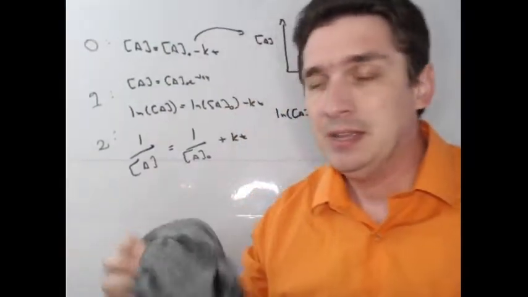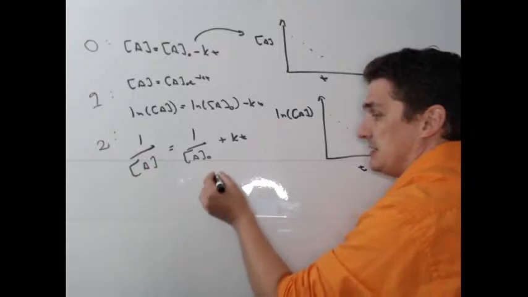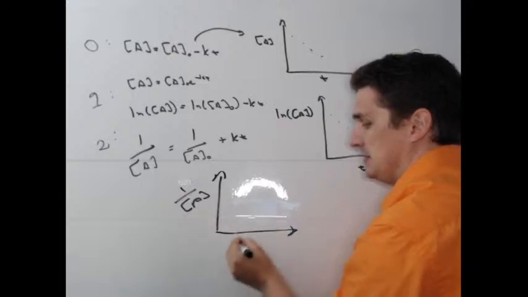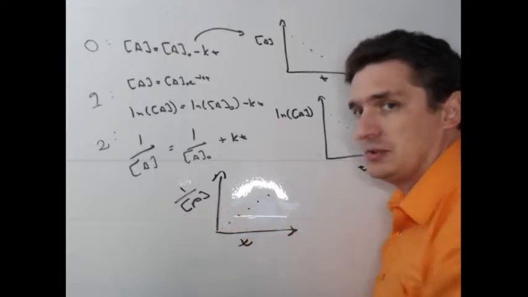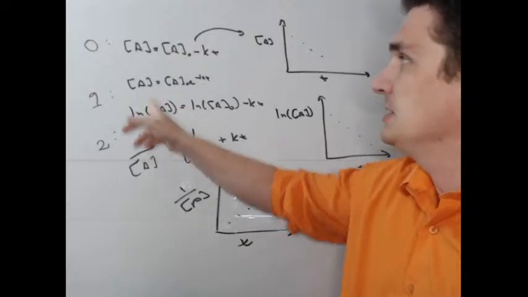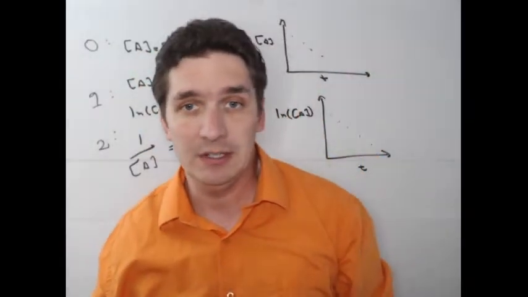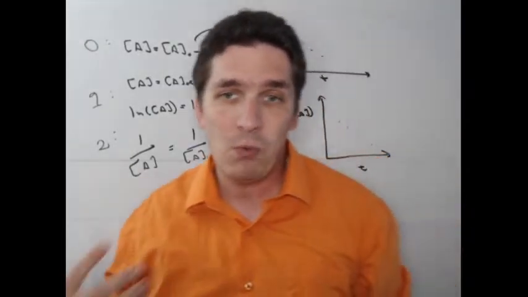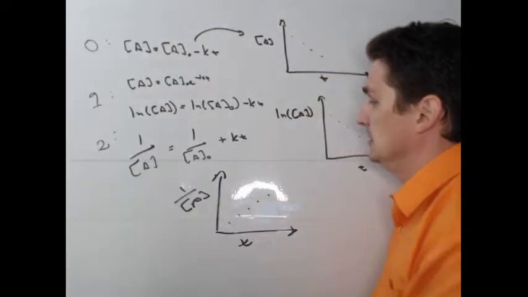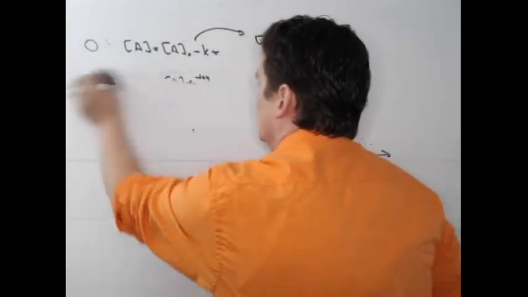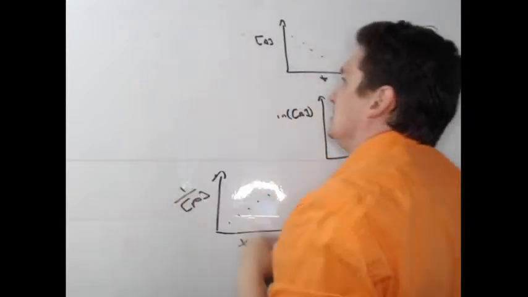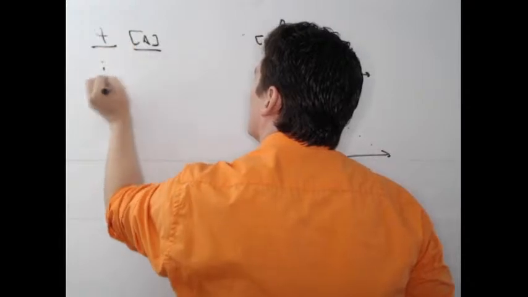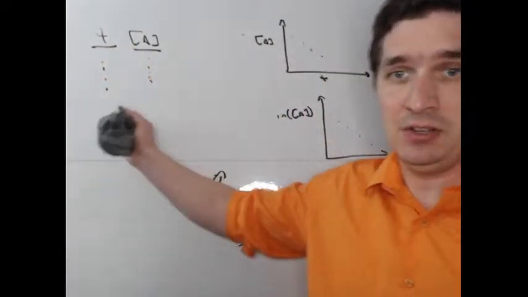Now for the second order, similar reasoning. If we hypothesize it's second order, then if we plot 1 over concentration versus time, we should get a straight line, whereas natural log of concentration and concentration versus time won't give you a straight line. So these are three testable hypotheses, but when we acquire the data experimentally, what we actually measure is just concentration versus time. So experimentally, that's all you get.